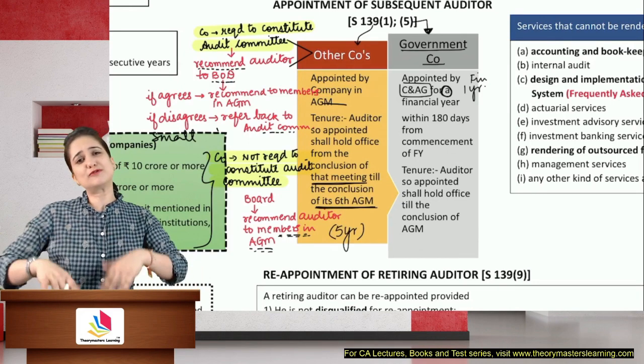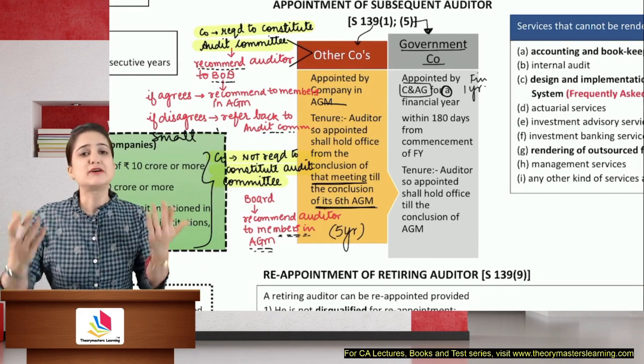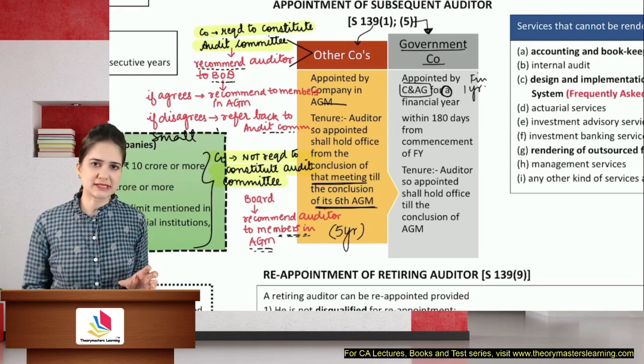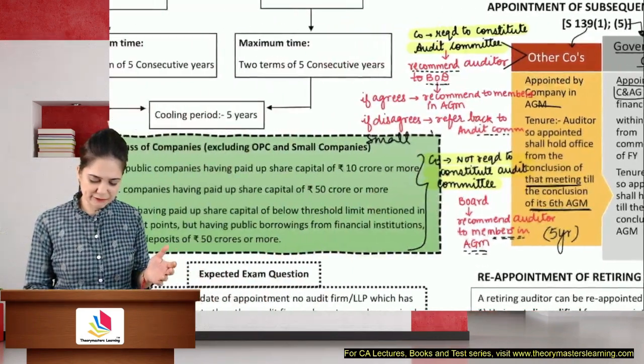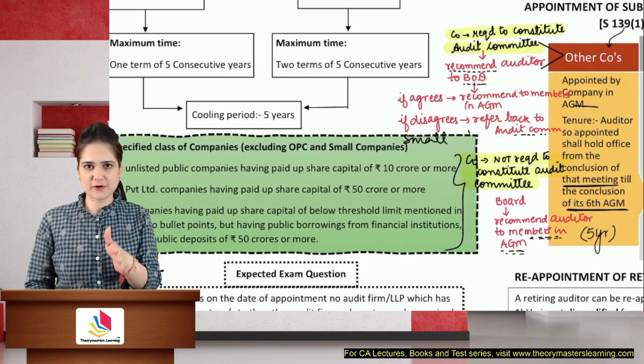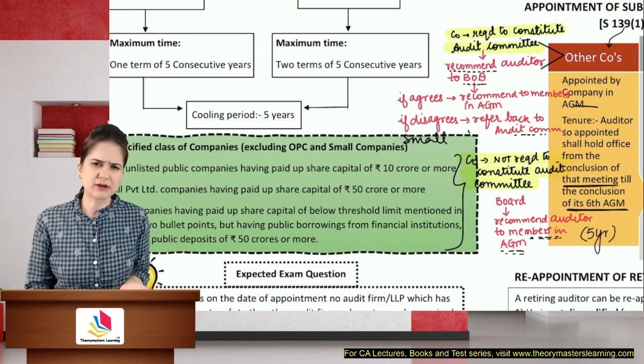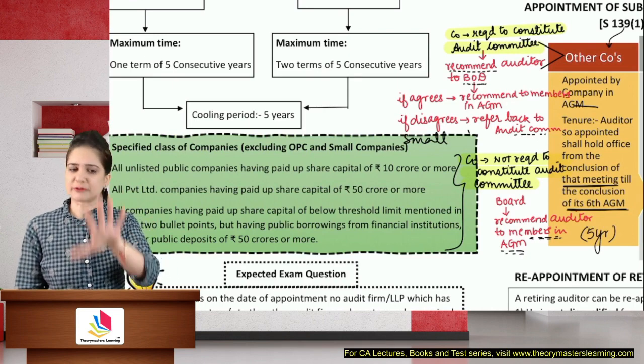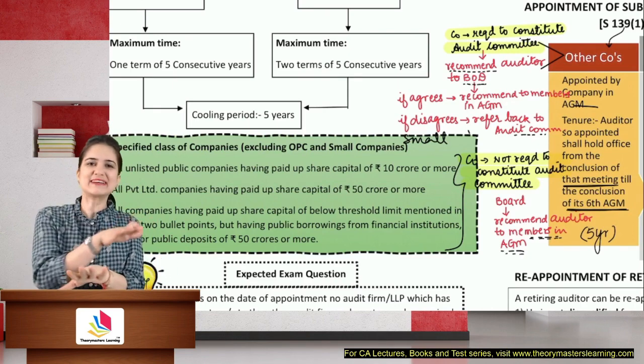When 5 years are over, you will appoint the auditor for every 5 years. Only for certain companies, as we will study, there is a provision of rotation of auditors that will apply. But if you are not covered by that section, then you can appoint an auditor for 5 years, you can again appoint him for 5 years, and so on.